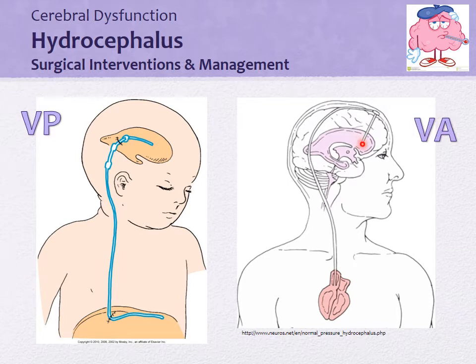And then here's your VA shunt, goes from the ventricle down into the aorta. Okay.